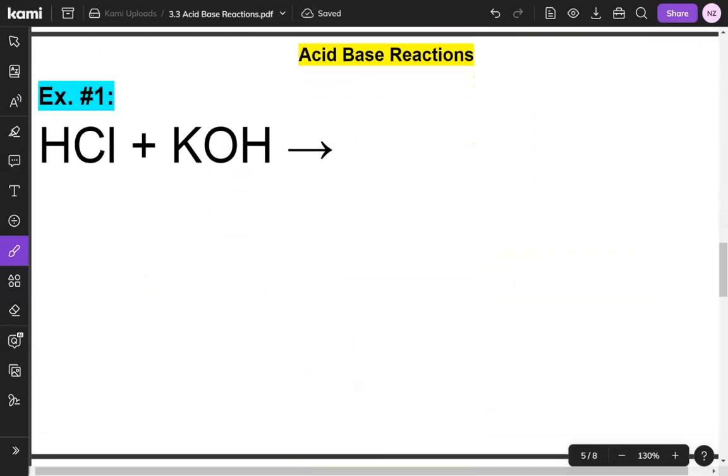So let's look at this example. So we have hydrochloric acid and potassium hydroxide. In this reaction, our acid is going to be our hydrochloric acid, and our base is going to be our potassium hydroxide. I know this because, look, I've got a hydrogen right here, and I have a hydroxide right here. So the hydrogen from the hydrochloric acid and the hydroxide from the potassium hydroxide will combine to form water.